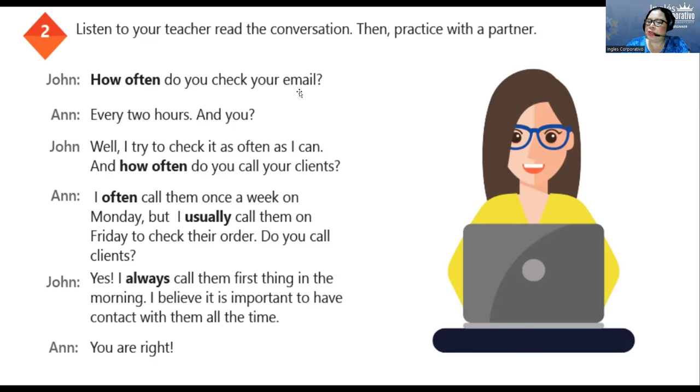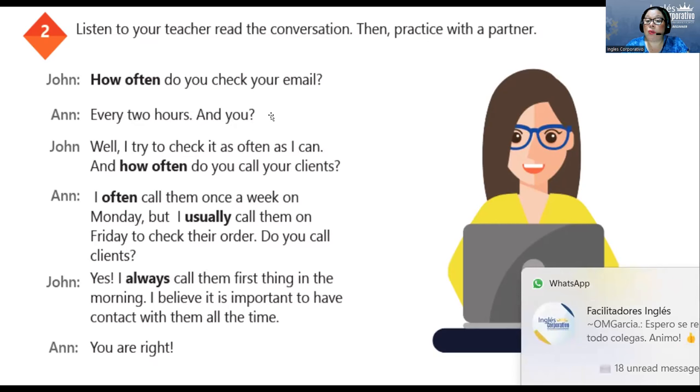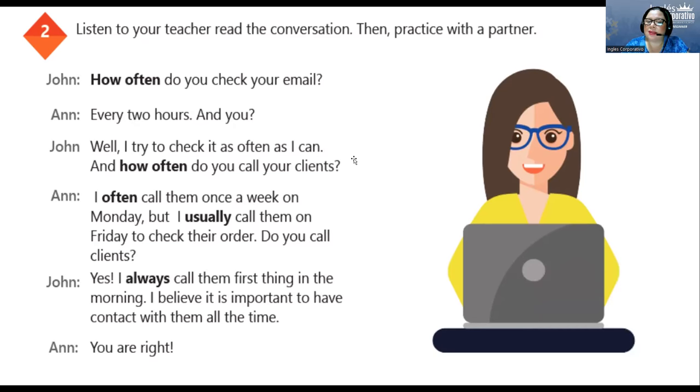How often do you check your email? Every 2 hours. And you? Well, I try to check it as often as I can. And how often do you call your clients? I often call them once a week on Monday, but I usually call them on Friday to check their order. Do you call clients? Yes, I always call them first thing in the morning. I believe it is important to have contact with them all the time.